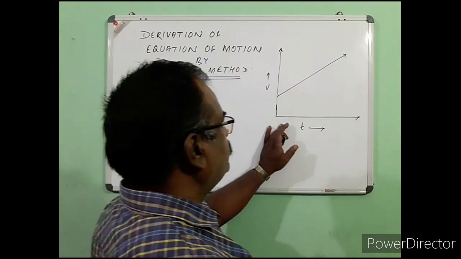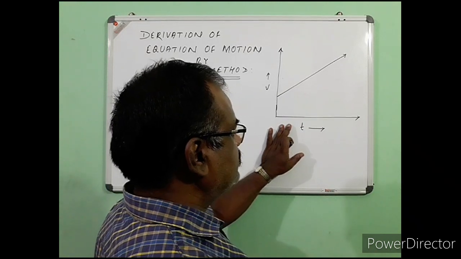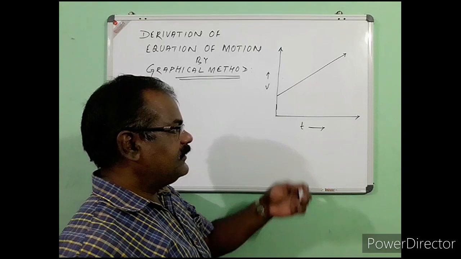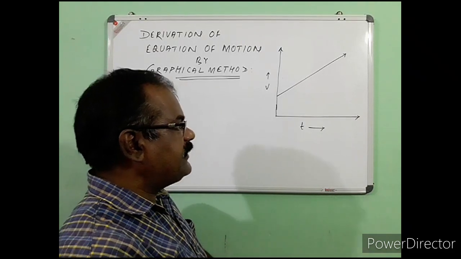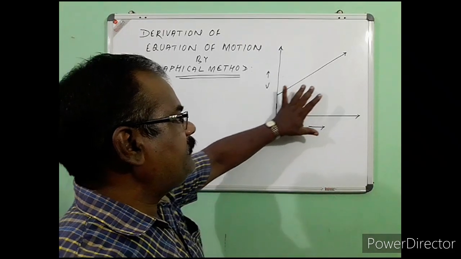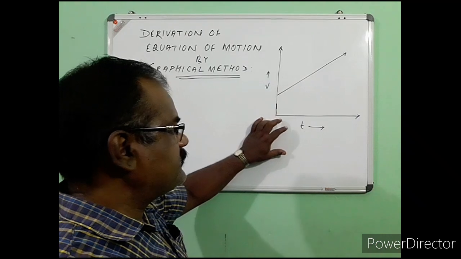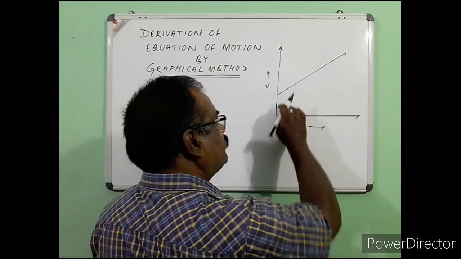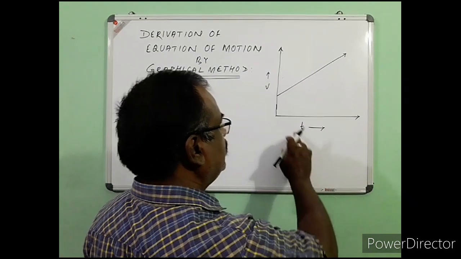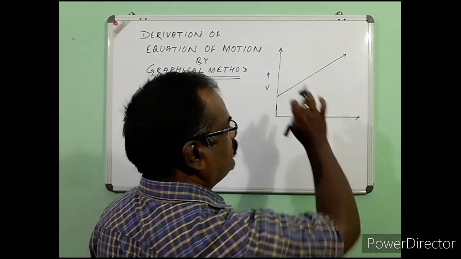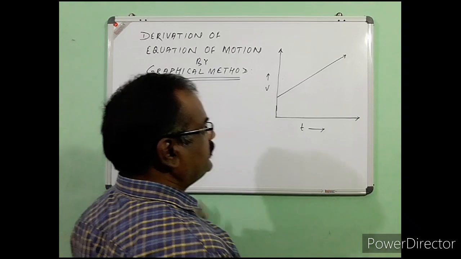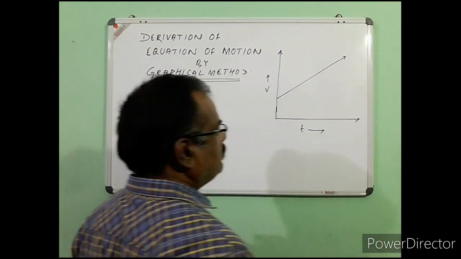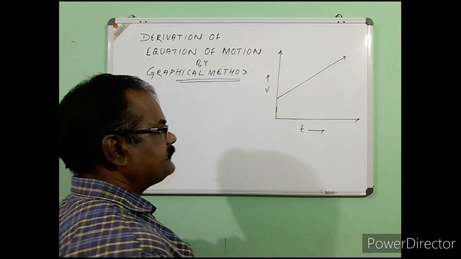Consider that a body is moving with uniform acceleration. What does it mean? It means that the rate of change of velocity at every instant of time remains the same. In other words, over a certain time interval, the change of velocity remains constant throughout the journey, and therefore we get a straight line which is equally inclined to both axes.